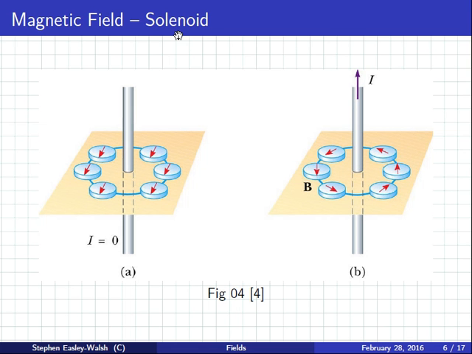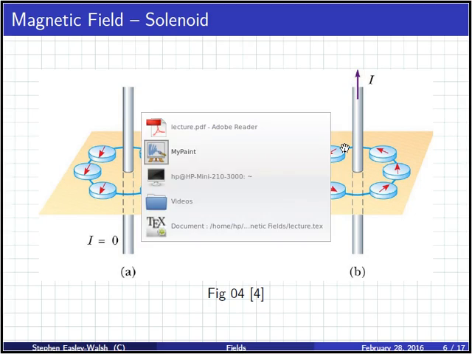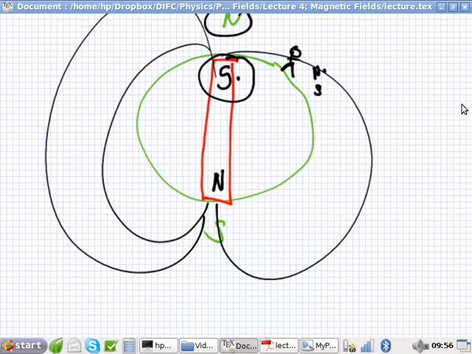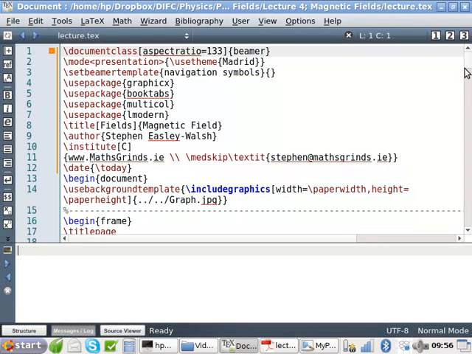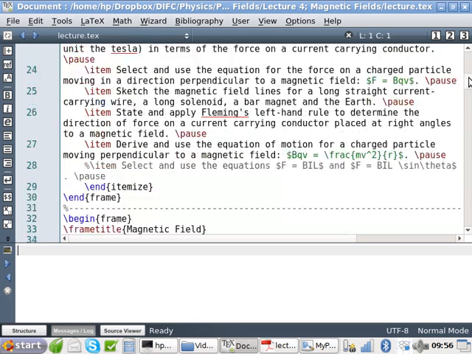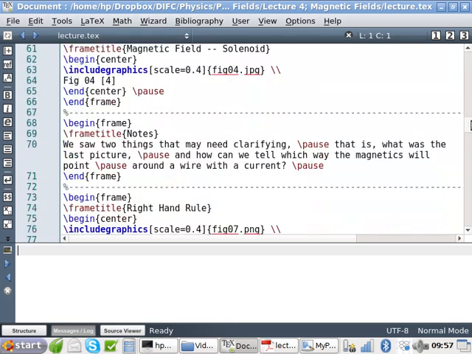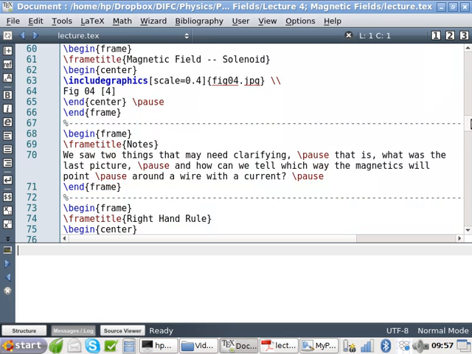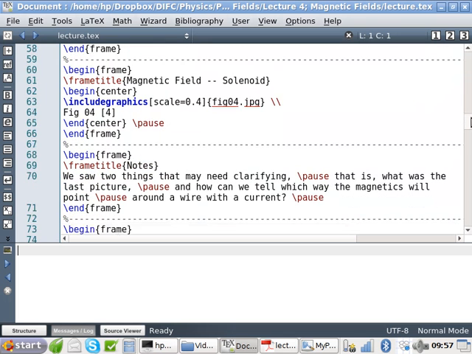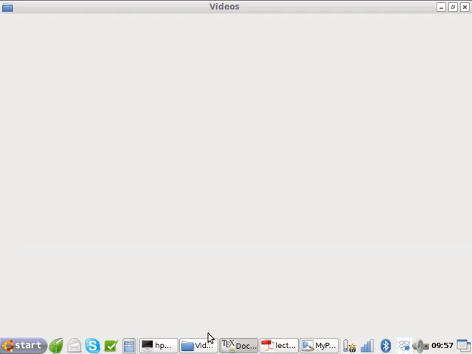Now that title is wrong. It's not a solenoid here. It's a magnetic field around a wire. So the title, I suppose you should call it something more like... no, we'd have to make it a bit more formal than that. So we have bar magnet, the Earth. No, where's my picture gone?